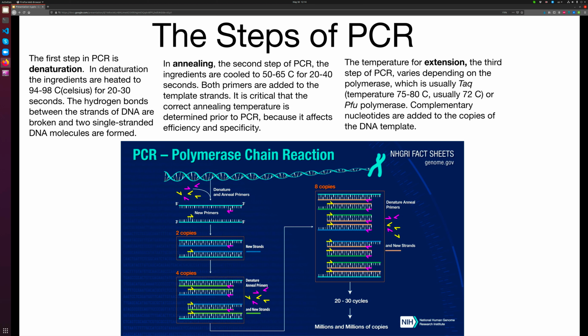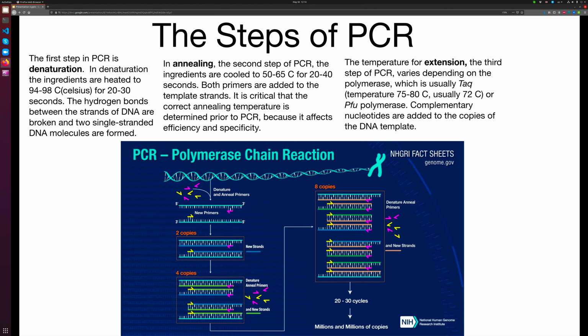But the issue is that Taq polymerase has no proofreading system. Remember, PCR is normally used in mutagenesis, in mutation research. It's normally used to check for mutations, but to check for mutations, you need to have a high efficiency polymerase enzyme. And in that case, you're going to use a PCR polymerase enzyme that has a proofreading system.